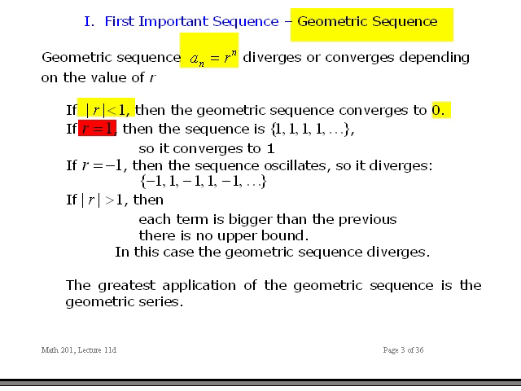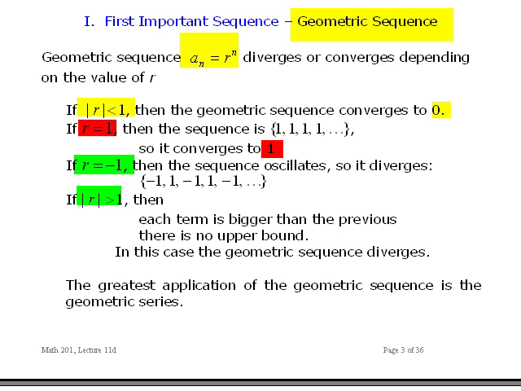If r is exactly equal to 1, then the sequence is 1, 1, 1, 1, 1, of course, and so it converges to 1. In the next two cases, it diverges. If r is equal to minus 1, then the sequence oscillates. It goes minus 1, plus 1, minus 1, plus 1 like that, and so it oscillates, therefore it diverges because these oscillations never stop.